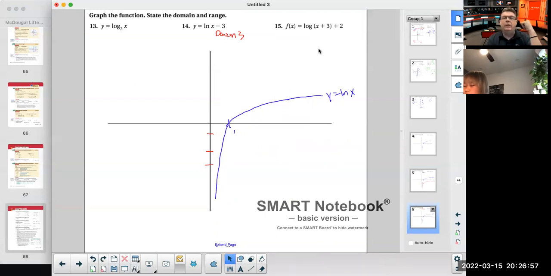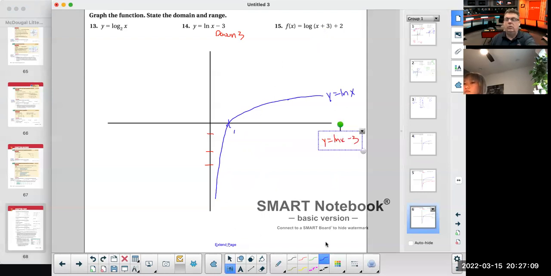All right, and what the heck is this one gonna do? What does this +3 do right here? Left 3. Good. And what's the +2 do? Up 2. So I gotta go left 3, 1, 2, 3, and up 2, 1, 2. So I'd go ahead and put that point there. This is the intercept, right? 1, 2, 3, 1, 2. Boom. Right?